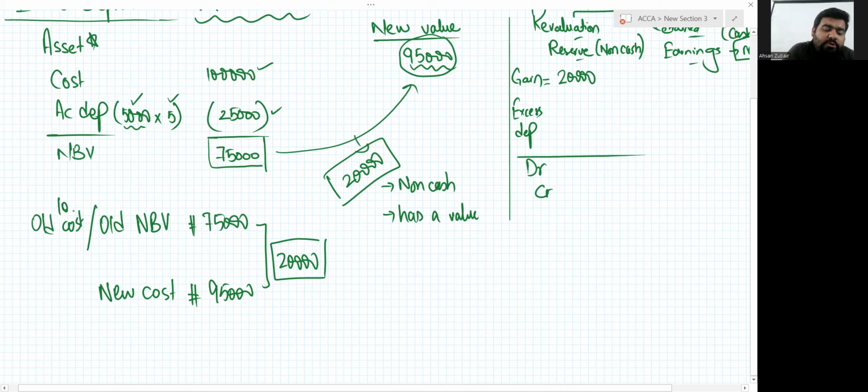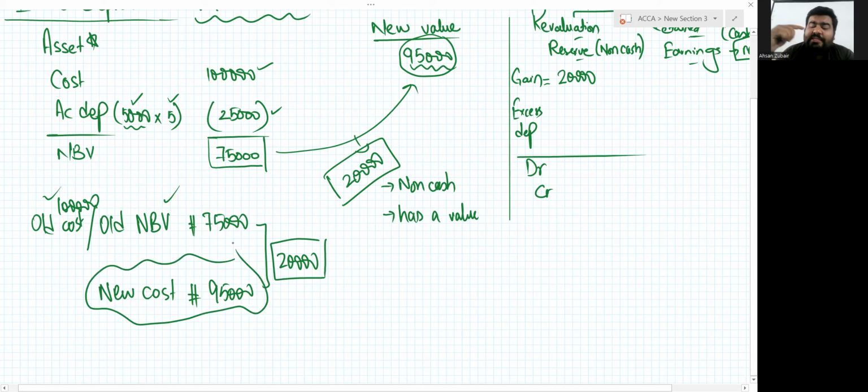Depreciation will not be according to the old net book value or old cost. What was the old cost? 100,000. If it was straight line, then we use the old cost. If it was reducing balance, then we were using the old net book value. But obviously now you have the new cost, so depreciation is to be calculated again.